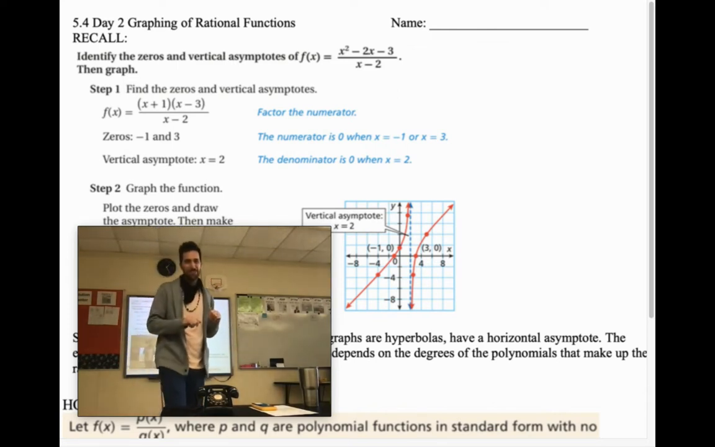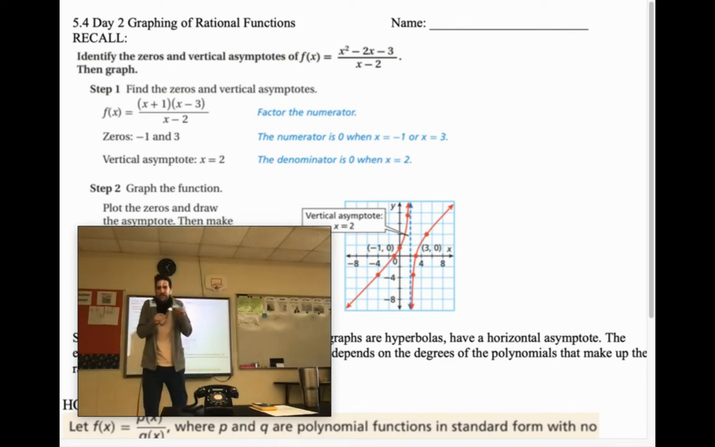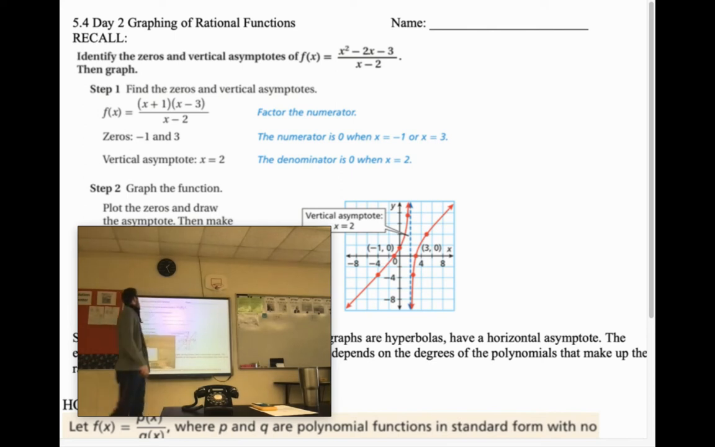Let's grab some rational functions. We did this a little bit yesterday, but we're going to dial it up a little bit today. All right. So here is an example that we went over yesterday. X squared minus 2x minus 3 over x minus 2. When you factor that, you get x plus 1 times x minus 3 in the numerator.